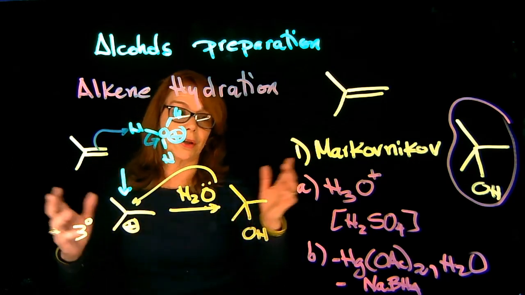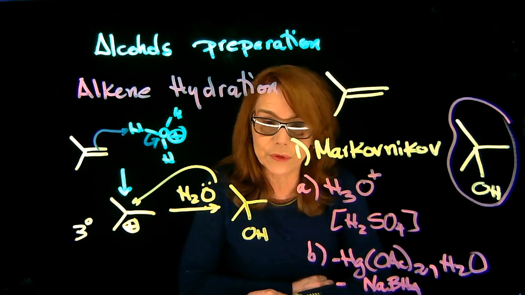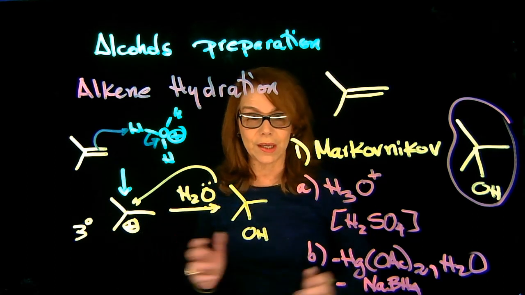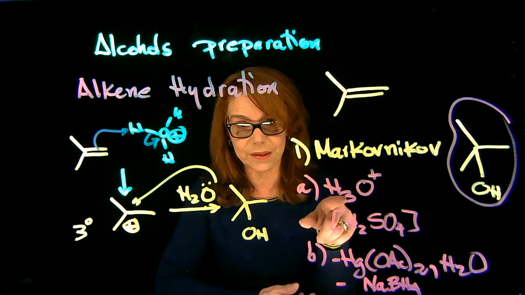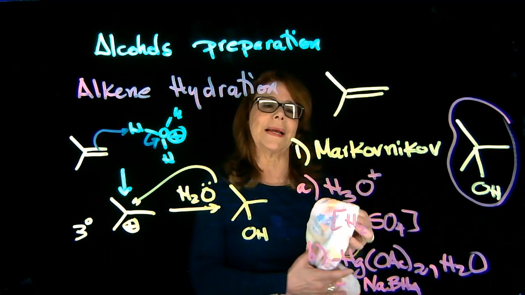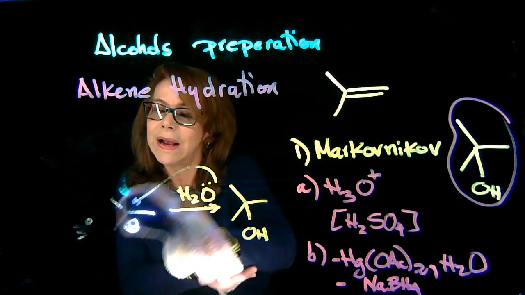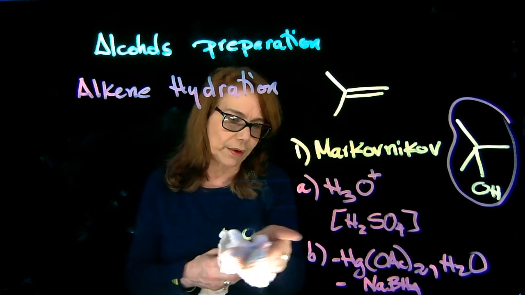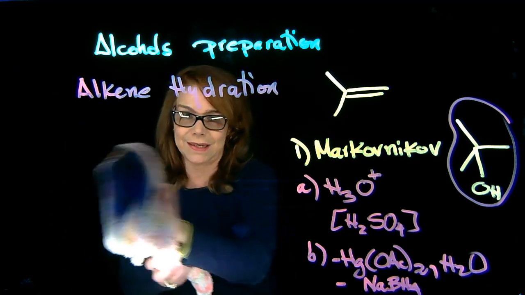Now, I'm going to give you another structure showing why we use the other condition that we have here, mercuration-demercuration. We just mentioned that we get alcohols in this pathway under acidic conditions producing a carbocation. If the carbocation that is produced is not tertiary, for example, something that's not stable, it may rearrange. So the reagent that we have for mercuration-demercuration actually prevents that rearrangement.